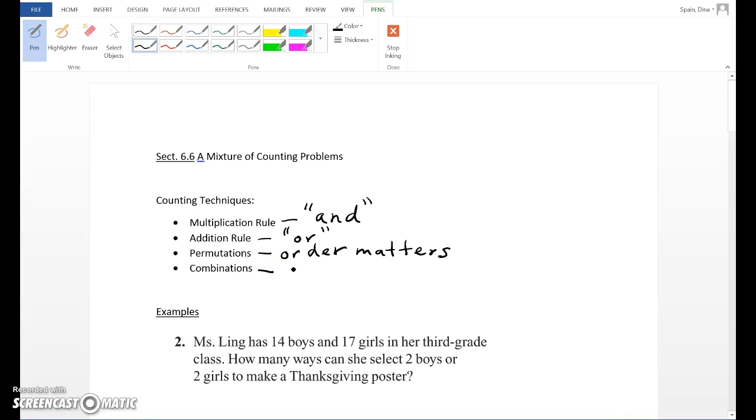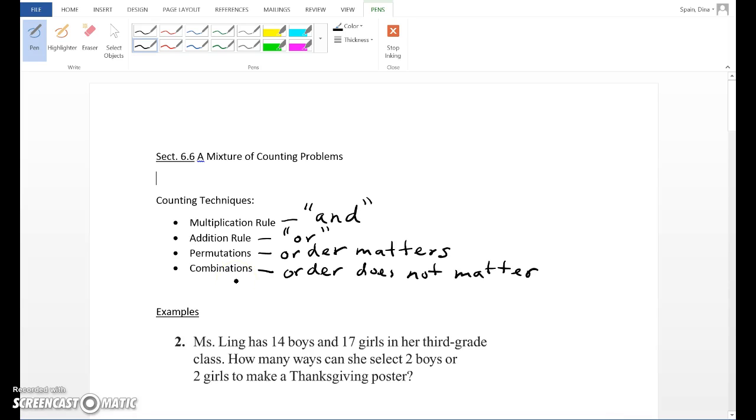Then the combinations, here order does not matter. Let's use that math club again with the 14 members. Let's say we're just going to choose a committee of 5 people to plan the spring picnic. Again, we don't know what all their job duties are, but we're just going to pick a committee of 5 people. So there, the order doesn't matter. I just want to choose 5 people from the math club. So that would be a combination of 14 things taken 5 at a time. So that's the difference between permutations and combinations.